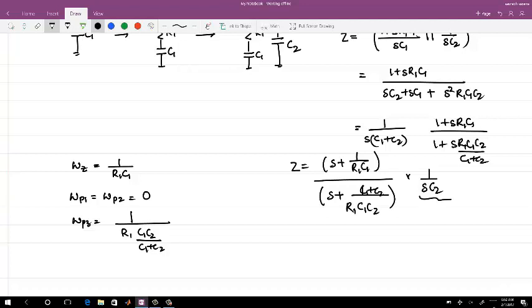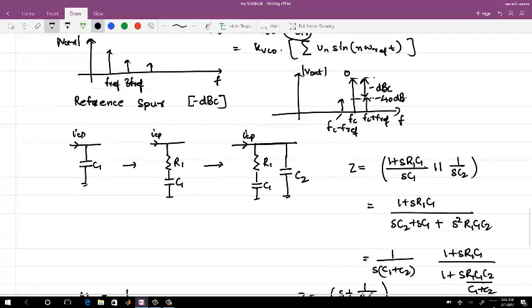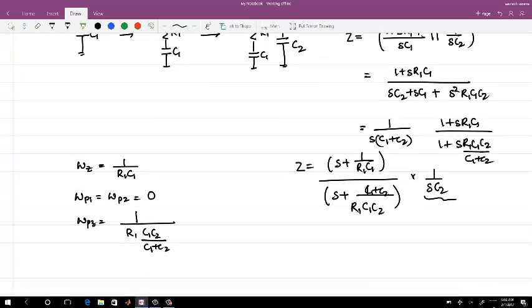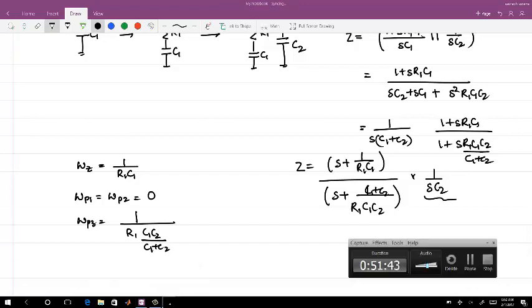Okay, so let's stop here, and in tomorrow's class we will see how to design an optimum PLL with this kind of loop filter. So let's stop.